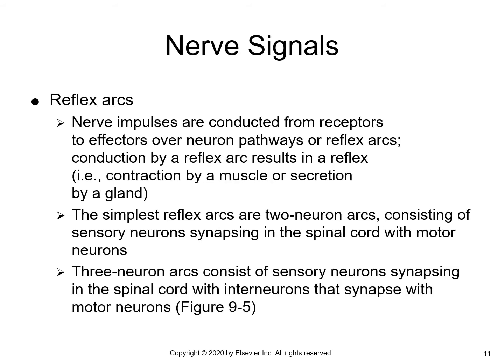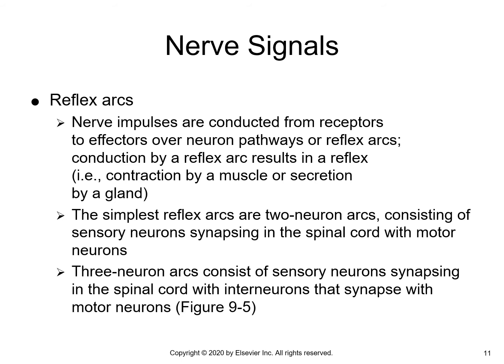So let's talk about nerve signals, students. So we have reflex arcs, okay? Their nerve impulses are conducted from receptors to effector over neuron pathways or reflex arcs. Conduction by a reflex arc results in a reflex. Examples of that are contraction by a muscle or secretion by a gland.